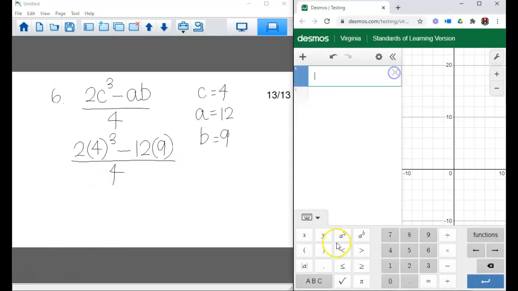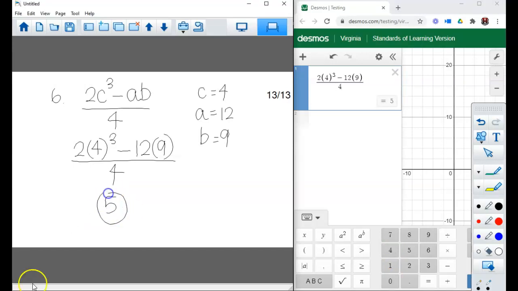Now, when you go to type this one into the calculator, I want you to notice that your fraction bar goes underneath the entire top. So what I would suggest you do is you start by hitting your division key. You'll notice what that does is it creates a fraction bar with a top and a bottom. Type in the top. And then drop down to the bottom and type in your 4. And the answer on this one should be 5.